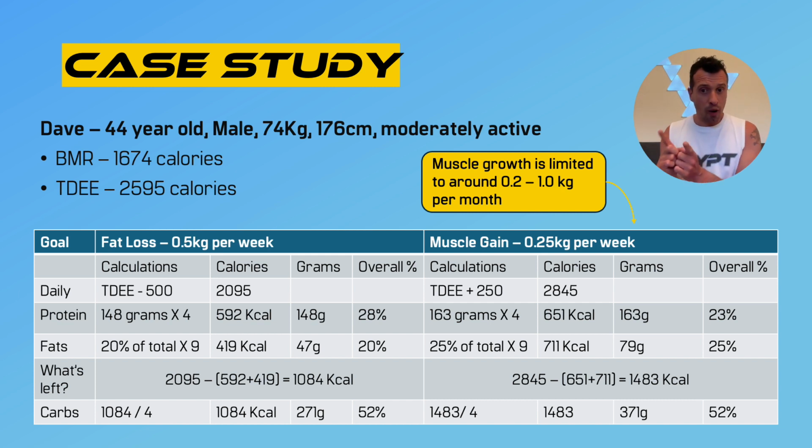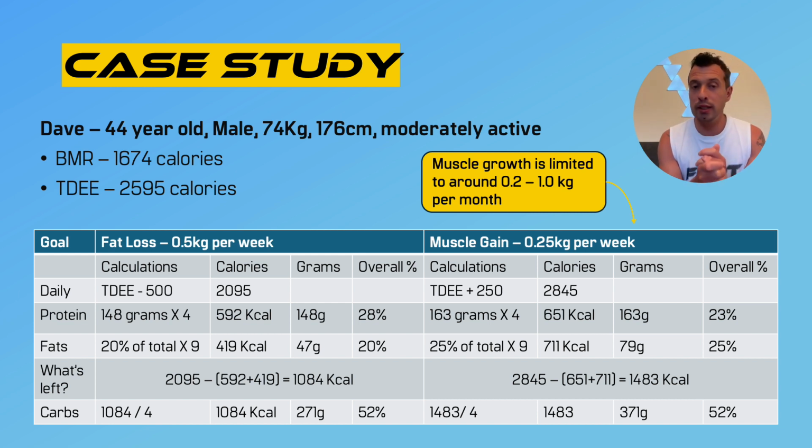Now, if I wanted to grow muscle, I would need to do it slightly differently. I'm going to add 250 calories onto my total daily energy expenditure. That means that I do the same process. Now, I am going to increase the amount of protein that I have here. So I am going to times it by 2.4. That gives me 163 grams, roughly, of protein, which is 651 calories. Okay, so I minus that.